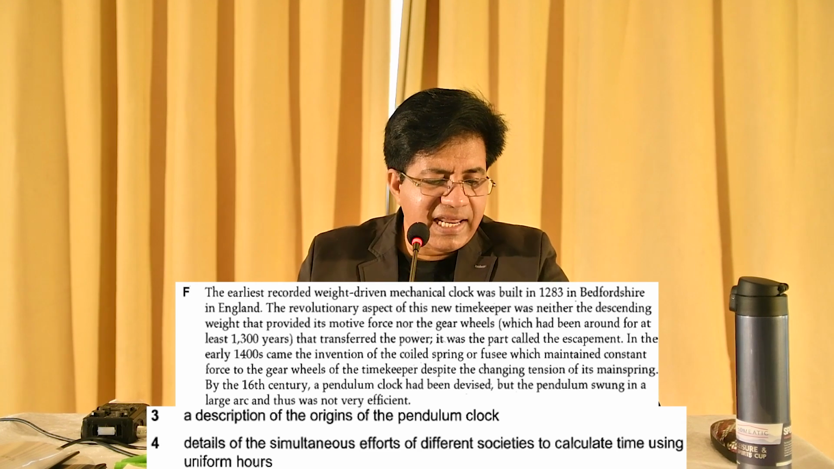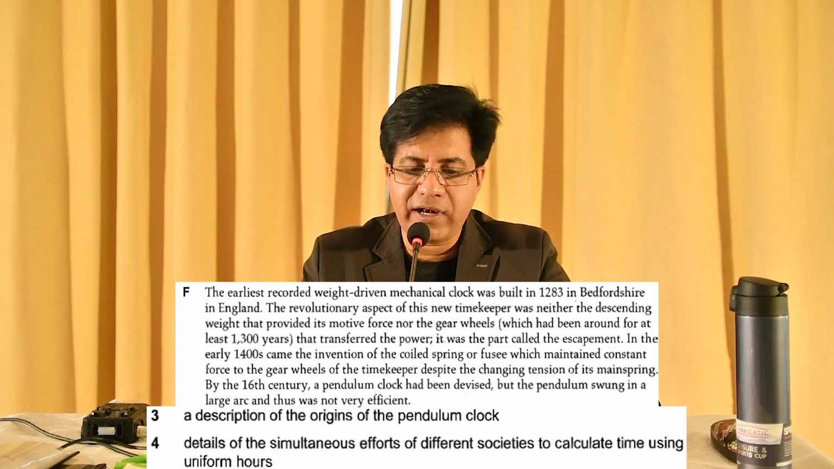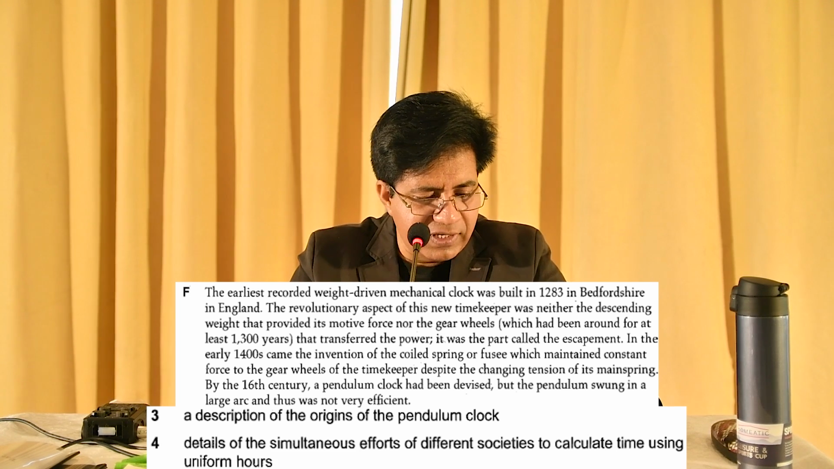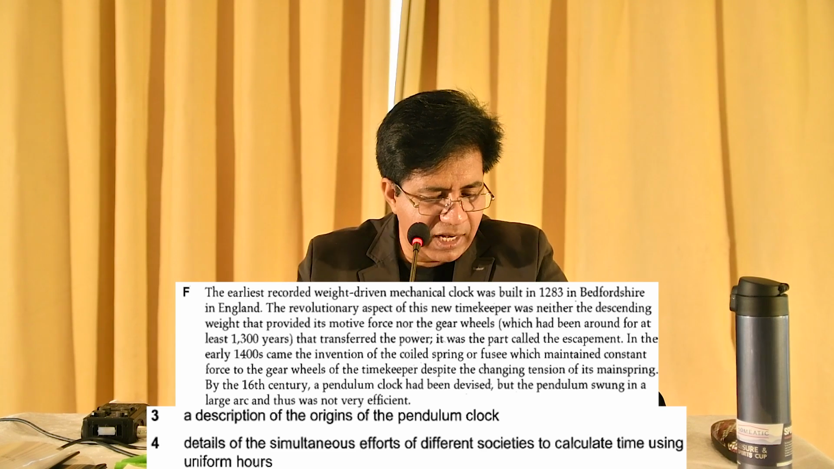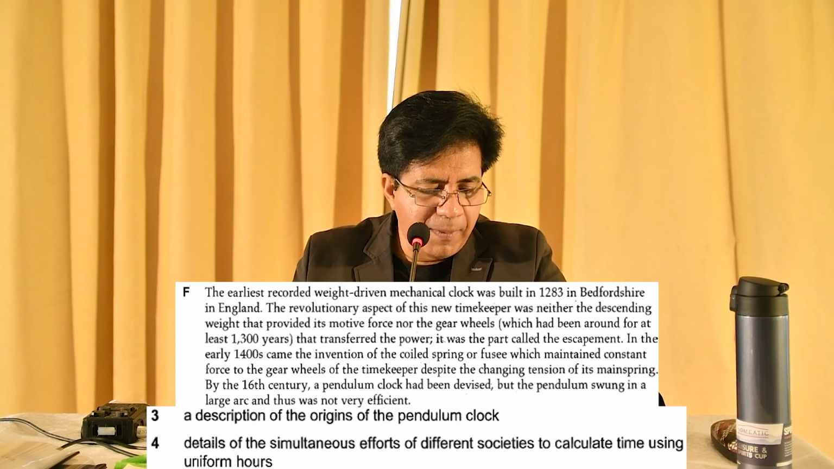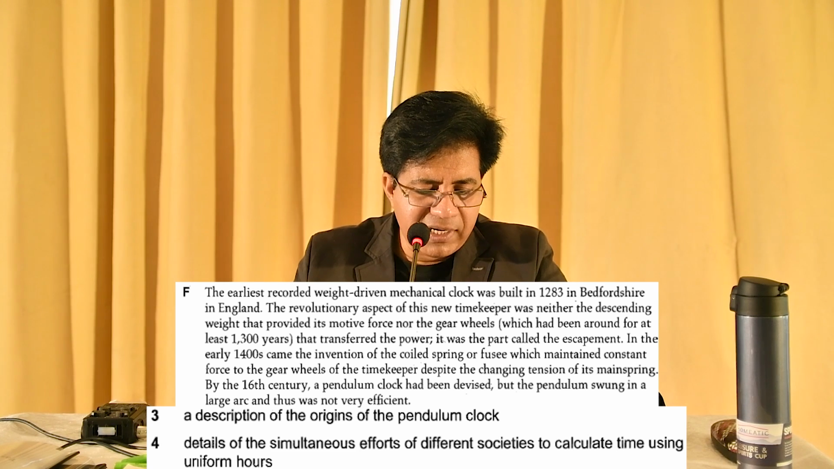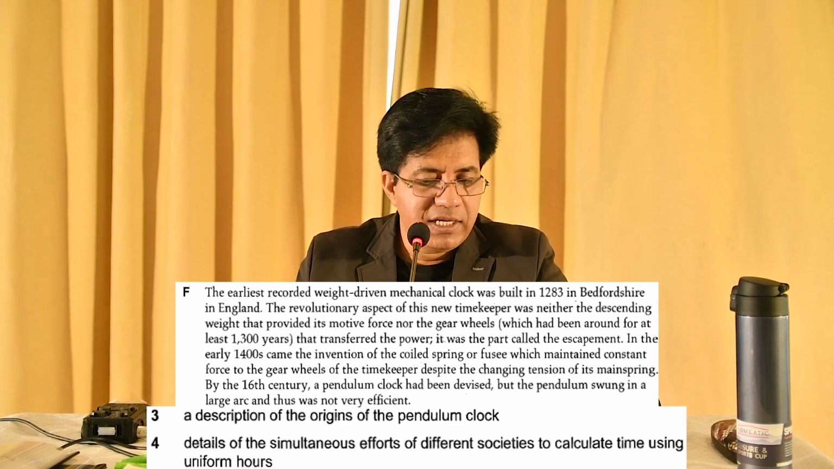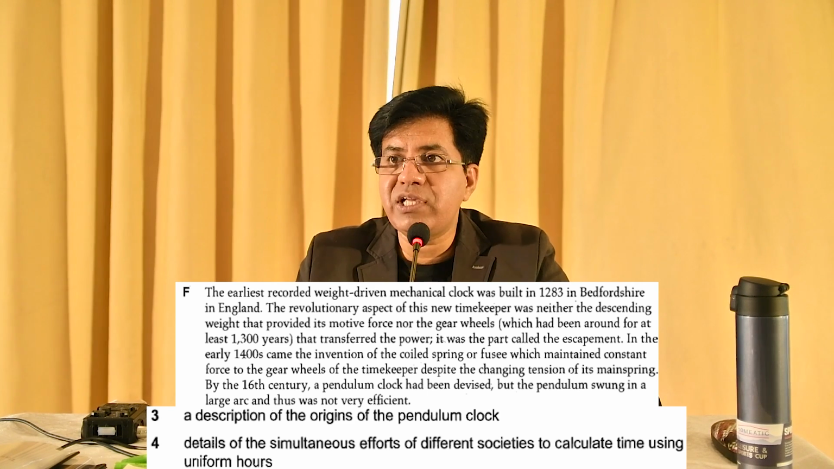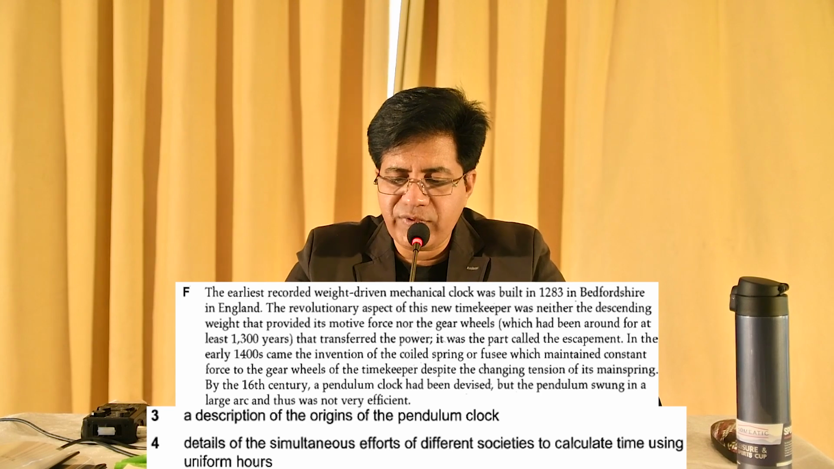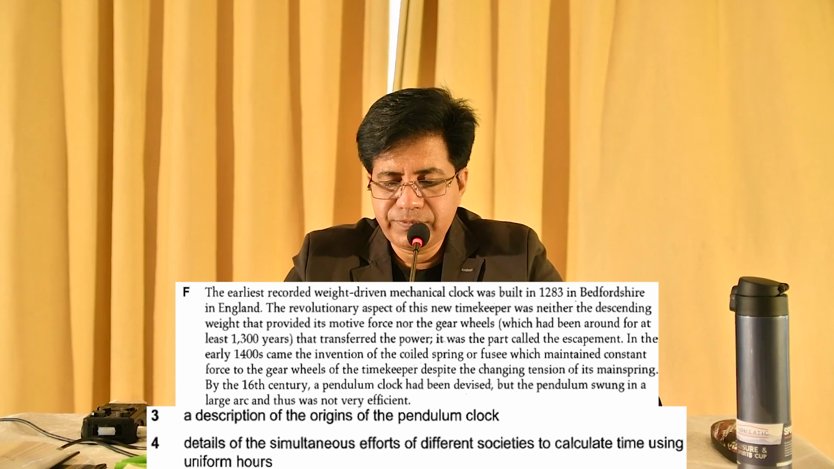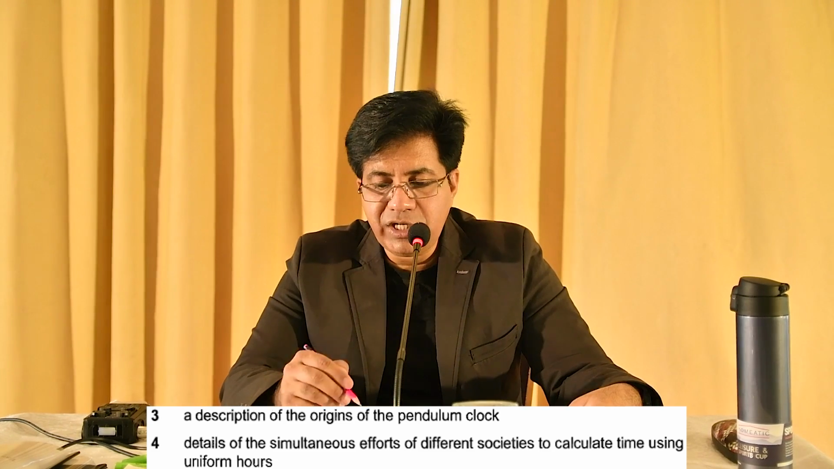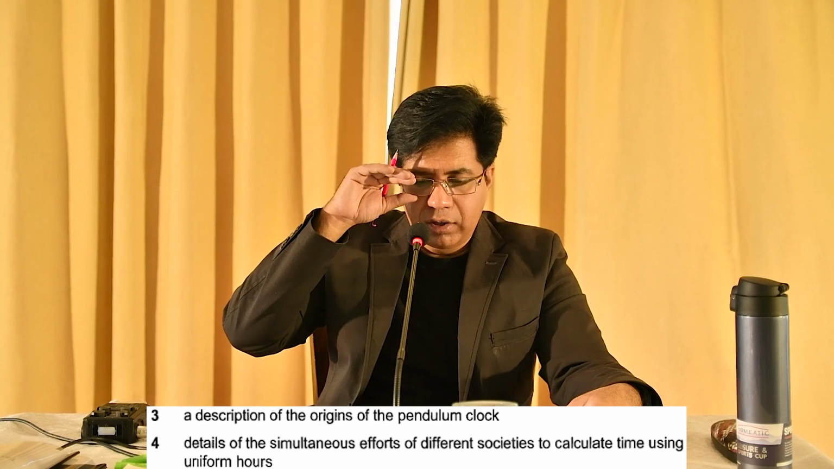F. Now why? Earliest recorded. Earliest recorded means they are just giving us the description of origin. And then they use the word pendulum clock. If you come to the last of this paragraph, they say by the 16th century, a pendulum clock had been devised, but the pendulum swung in a large arc and thus was not very efficient. So they gave us the history and background. Origin means history, origin means background. So for question number 3, the answer is F. Now it doesn't mean you find pendulum clock and that is the answer. You need to make sure whether they are talking about description or not.